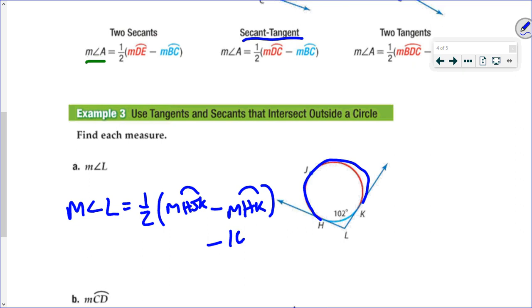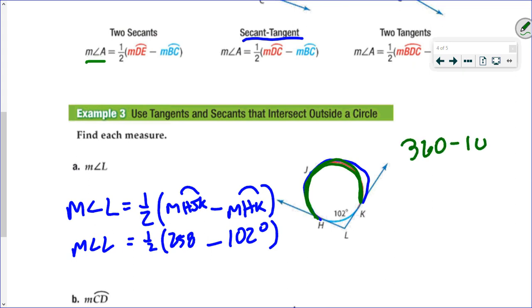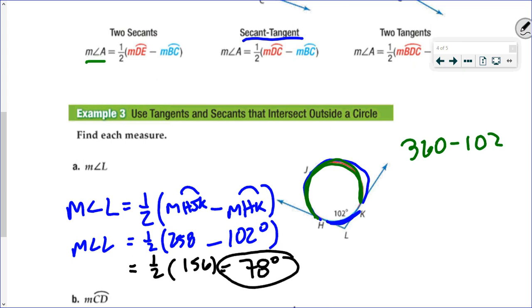Of course, we have HK already, it's 102. HJK would just be 360 minus 102, the whole circle minus the piece that it's not, so 258. And then we've got 1/2 of that, which gives us the measure of angle L. I might have skipped through that pretty quickly. To find HJK, this piece, I just used 360 minus 102. I was just taking away this piece, HK, and that gave me HJK, the green there. So 258. And then to find angle L, it's just 1/2 of 156, which is 78 degrees. So angle L is 78 degrees.